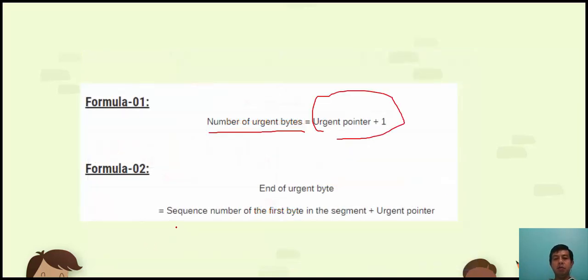This particular formula also works. They are basically the same thing. This indicates where the urgent byte ends. The same thing can be used, so this also indicates where the urgent data ends. It is given by: end of urgent byte is equal to the sequence number of the first byte in the segment plus the urgent pointer. What does it mean?